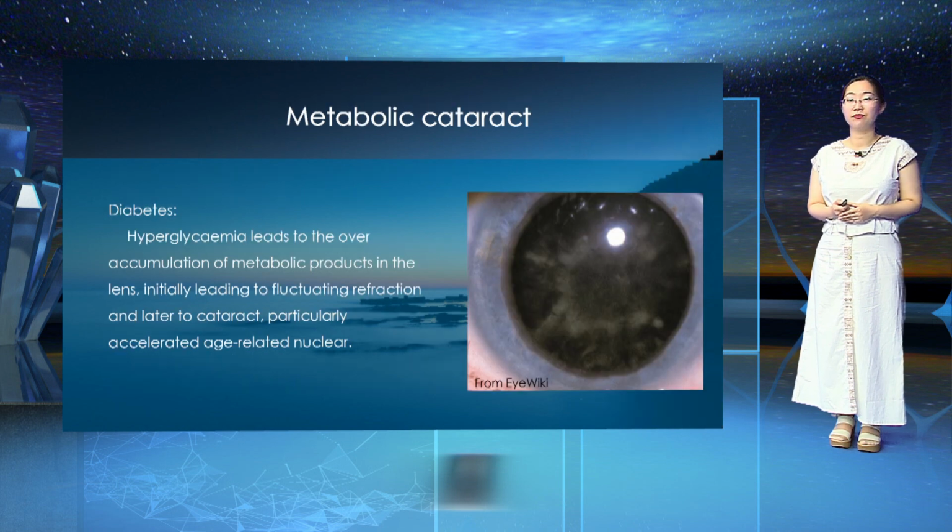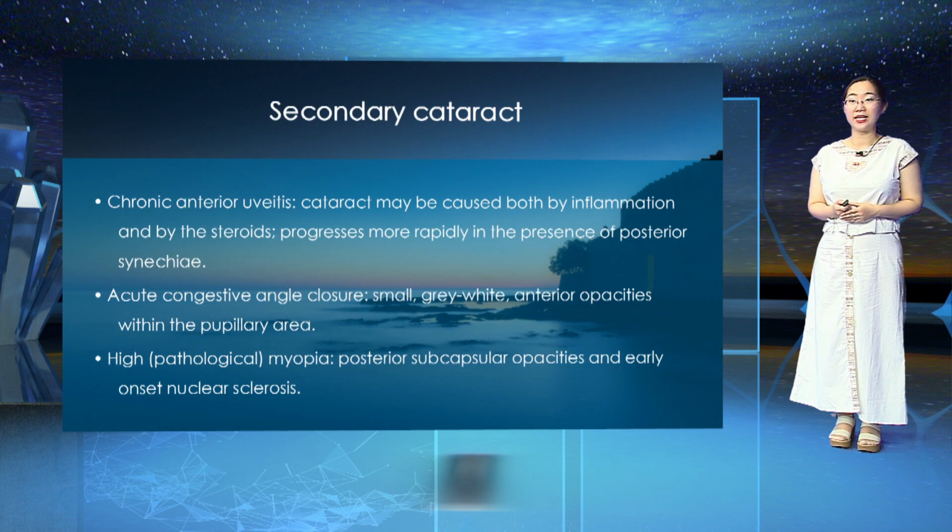Metabolic cataract, often seen in diabetes. Hyperglycemia leads to the overaccumulation of metabolic products in the lens, eventually leading to fiber swelling and later to cataract, particularly accelerated age-related nuclear. Secondary cataract. Many systemic diseases can cause cataract, like chronic anterior uveitis and high myopia.